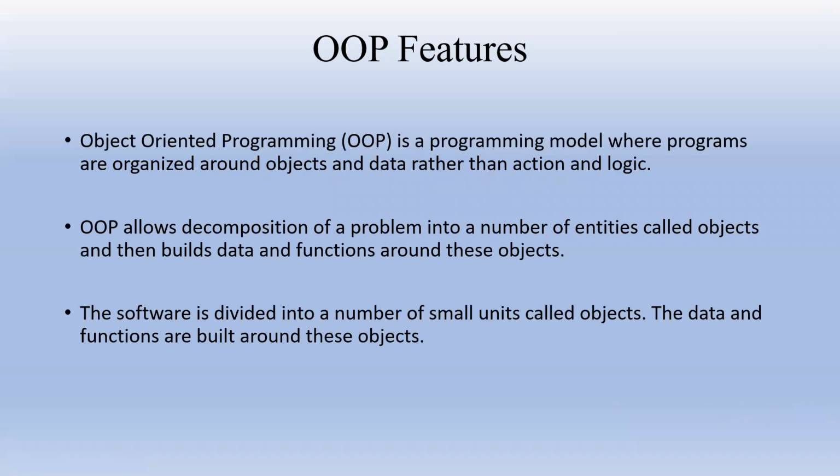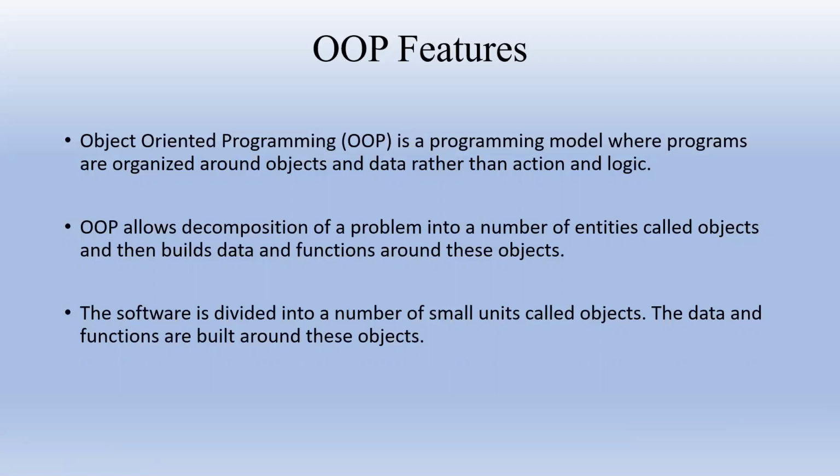So let's get started. First we'll talk about some features regarding object-oriented programming, which in short is known as OOPS. OOPS is a programming model where programs are organized around objects and data rather than action and logic. When we are trying to write any code or any program in an object-oriented programming model, everything inside that code is an object and we store data inside those objects rather than any logic.